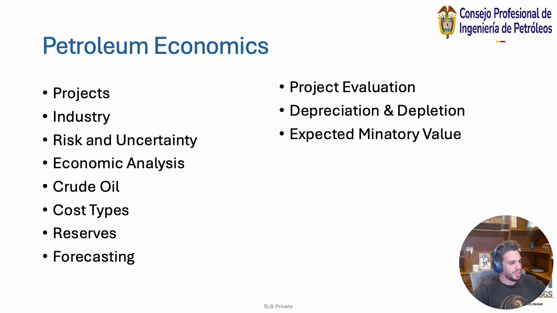And then we'll use crude oil as an example or a topic where we can look at different financial terms that we would expect to see in petroleum economics and different cost types, and then reserves and how to define those reserves, like the map we saw initially, the world diagram where there are different reserves and what those mean. And then finally the forecasting, which is similar to the reservoir engineering forecasting, but this is on the economic front. And then we'll talk about project evaluation and things like depreciation and depletion and the expected monetary value, right? So we're going to go through all of these topics one by one.